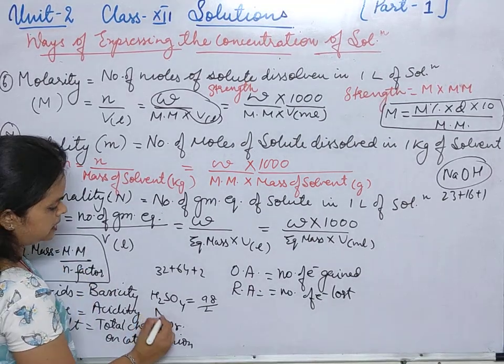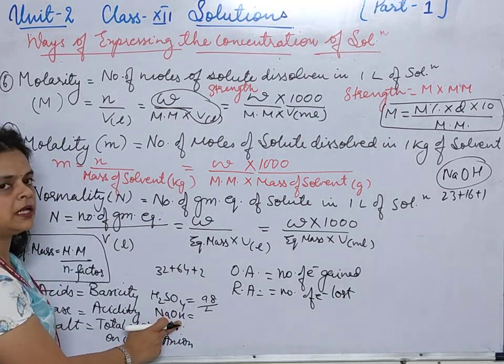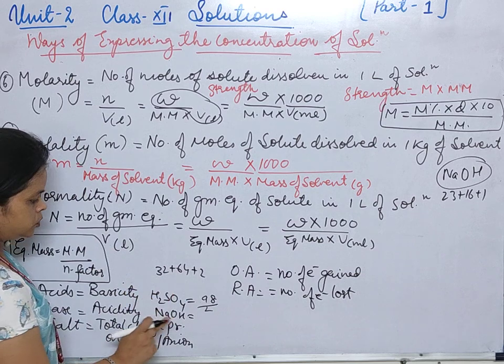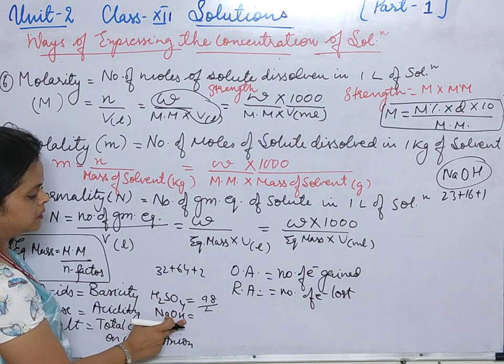For a base, suppose you take the example of NaOH. Number of replaceable hydroxyl ions is 1. So calculate its molar mass: 23 plus 16 plus 1.